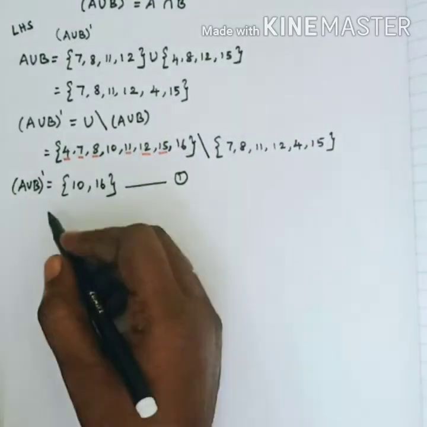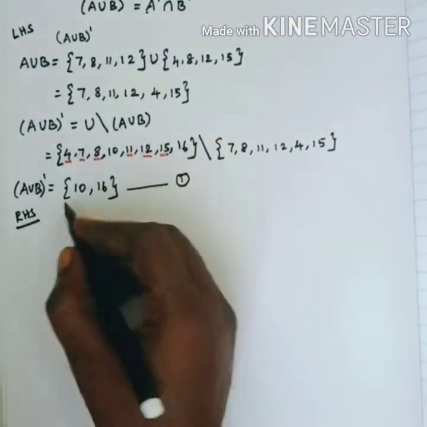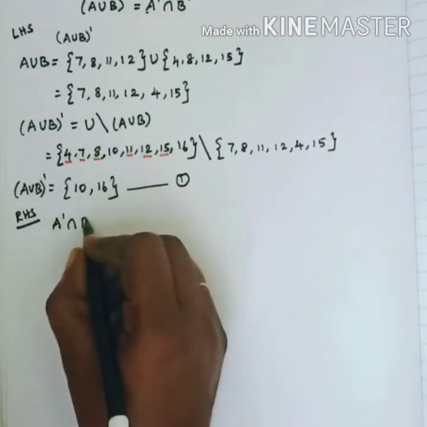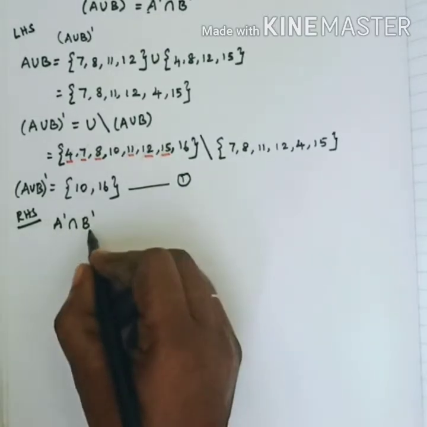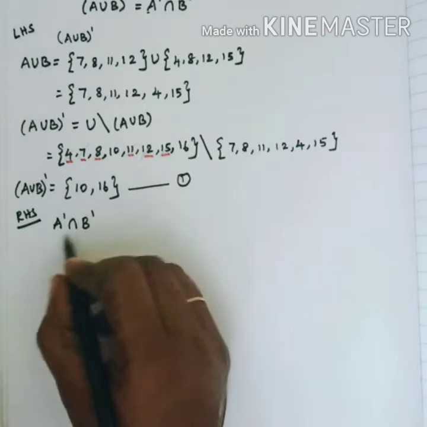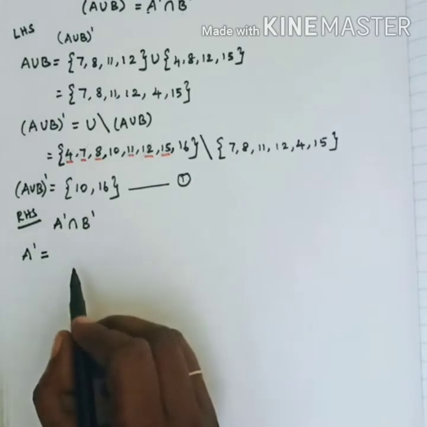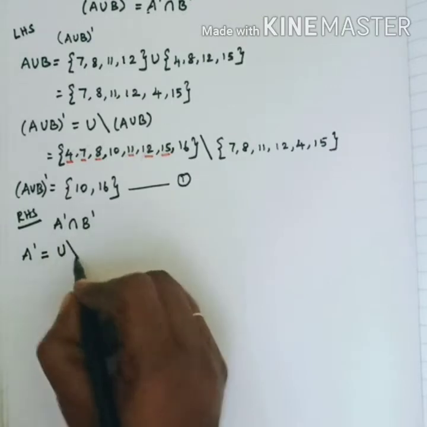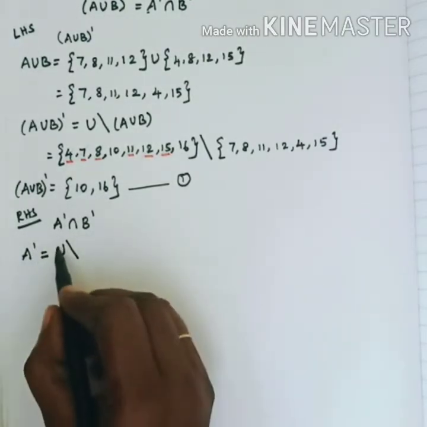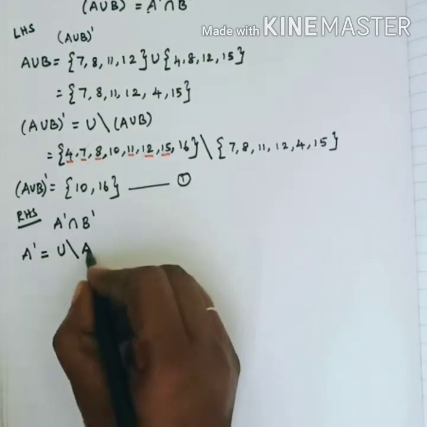Now we have to identify the right hand side, RHS. On the right hand side we have A' intersection B'. Here first we have to identify A' and then we have to identify B'. Then we have to find the common elements in both the sets. Okay, now identify A'. A' is equal to, I already told you, whenever this dash comes, you have to use U slash, isn't it? Whenever dash comes, you have to use the universal set. U slash A, write this.